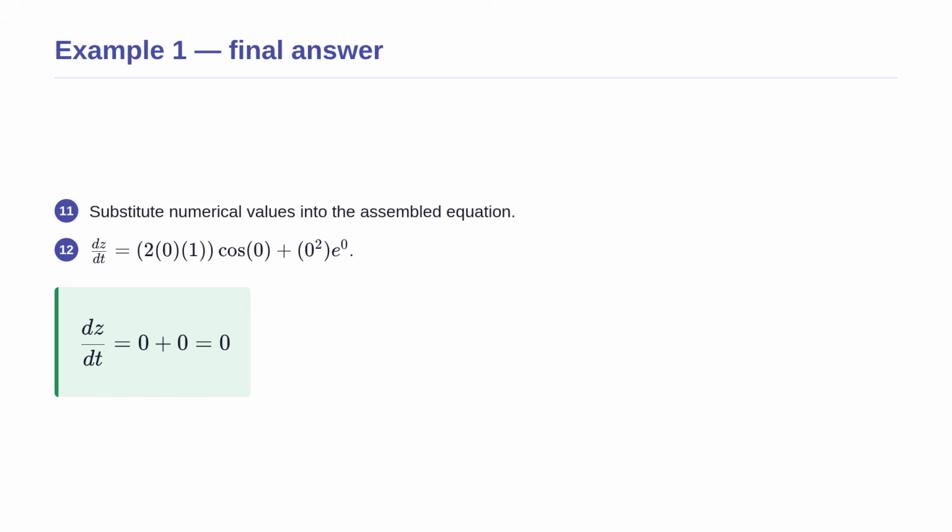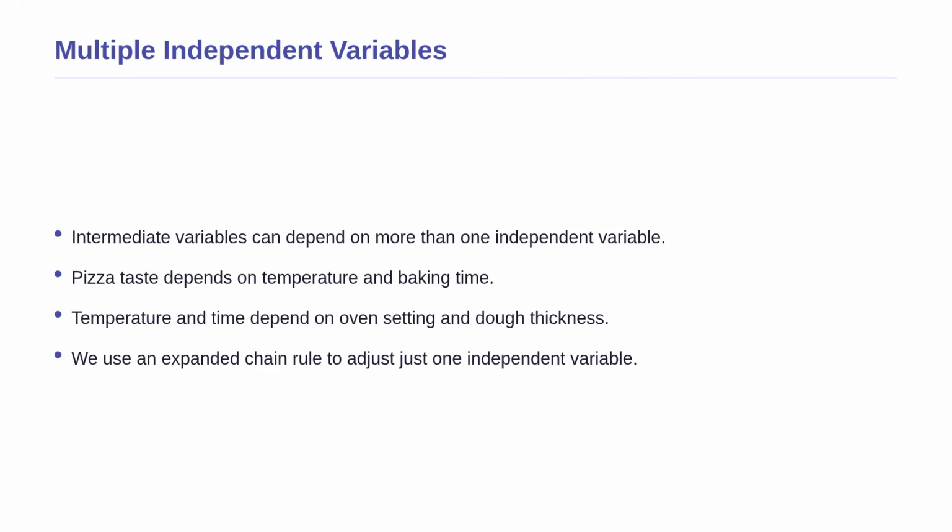This final result tells us physically that at the exact moment when time begins, the overall output of the function is momentarily stationary, neither increasing nor decreasing. We have successfully solved a problem with one independent variable, but the chain rule becomes even more powerful when the intermediate variables depend on more than one independent variable.